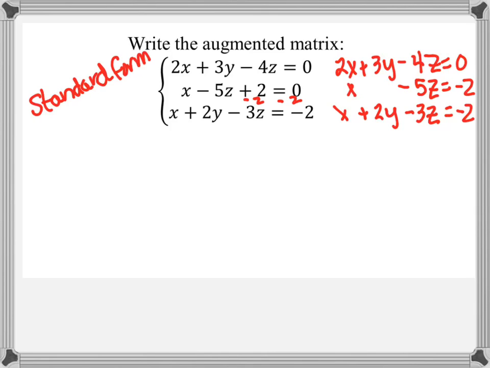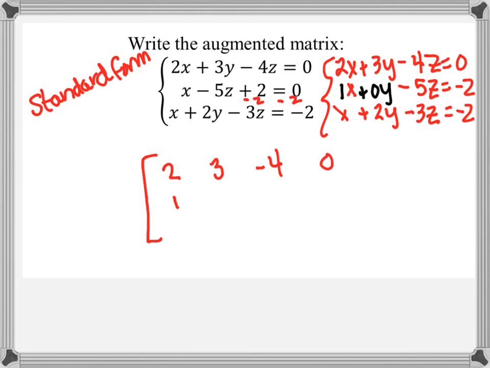So now we're going to write the augmented matrix using the coefficients and the right-hand side constants. In our first equation, 2 is the coefficient of x, 3 is the coefficient of y, negative 4 is the coefficient of z, and our right-hand side is 0. For our second equation, 1 is the coefficient of x. When we don't see a coefficient, it is an implied 1. We don't see a y, so it's like we have a 0y, and we need to put in the 0 placeholder for y in our matrix. Negative 5 is the coefficient of z, and our constant is negative 2.